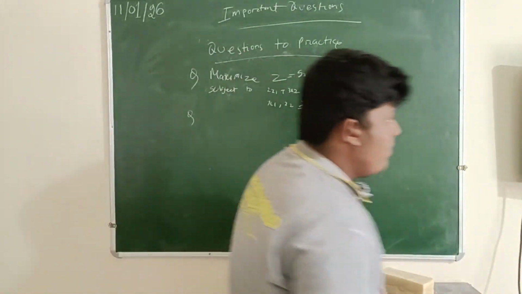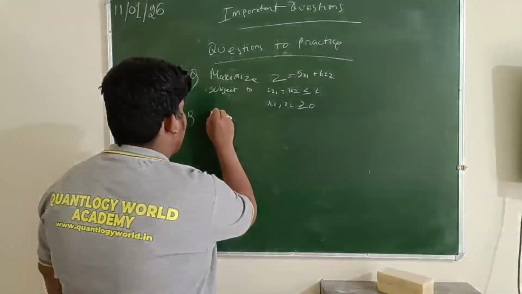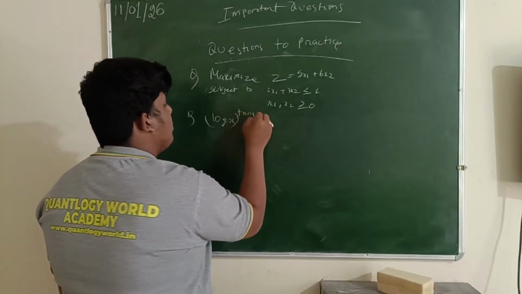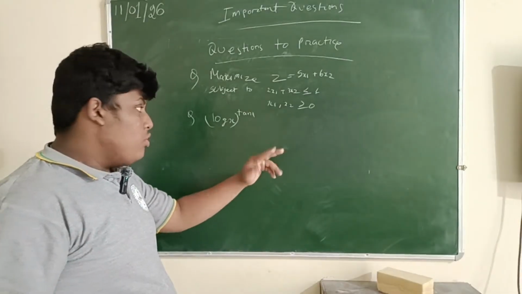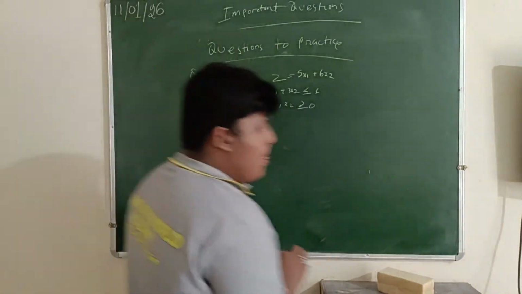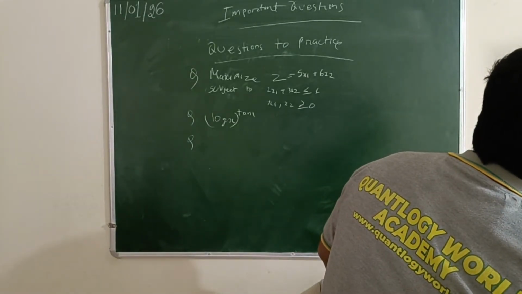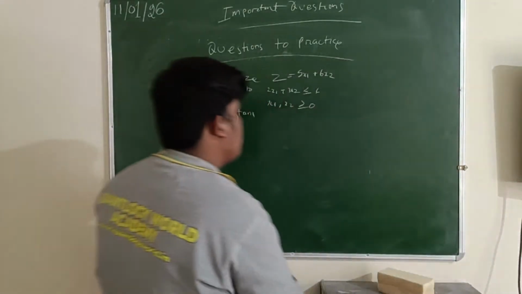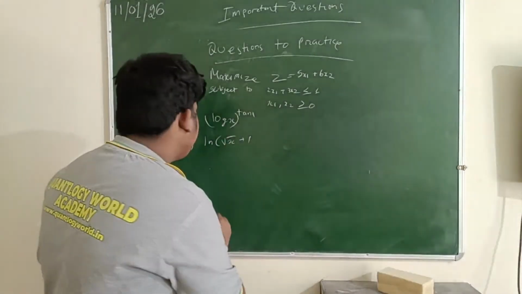Next, from derivatives: log x to the power tan x. Here we will use the formula for x to the power x, which means we take ln on both sides and then solve it. Next, one more question from derivatives: ln root x plus 1.